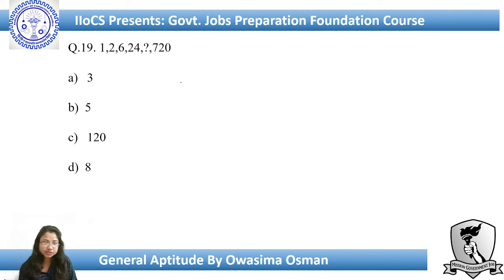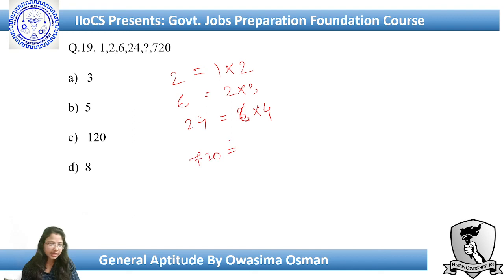Next, 1, 2, 6, 24, ?, 720. So 2 equals to, we can write 1 into 2. 6 equals to, we can write 2 into 3. 24 equals to, we can write 6 into 4. And 720 equals to, we can write 120 into 6. So our middle term will be, we will have to multiply 24 by 5.